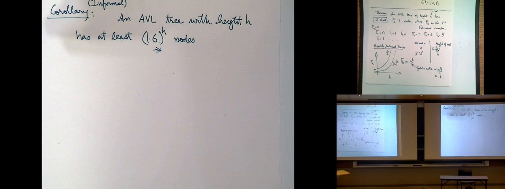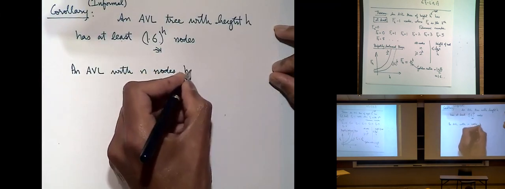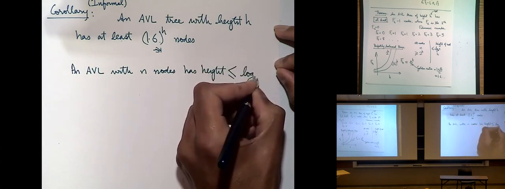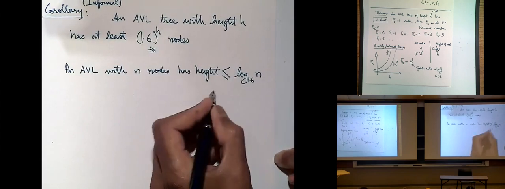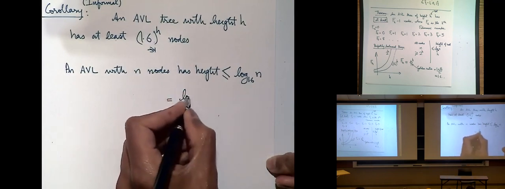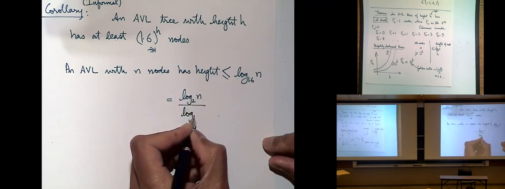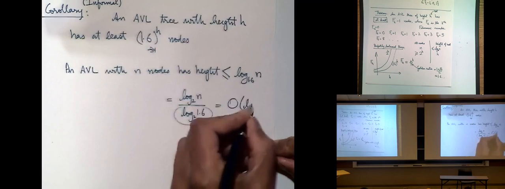It's the log base 1.6, exactly, right? So this means an AVL tree with n nodes has a height at most log base 1.6 of n. Right? So we know that by a base change it's log base 2 of n, which is binary log, over log base 2 of 1.6. But this is just some constant. Right? So again, this is basically O of log n.